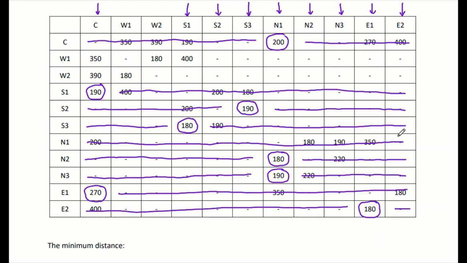Okay, so yeah, there's nothing left over here. You're only left with 400, 350, 390. So the minimum one that you will be having is here, which connects to W1. So involve W1, strike through W1. So the minimum here is 180, connecting to W2. So involve W2 and no more going back to W2.